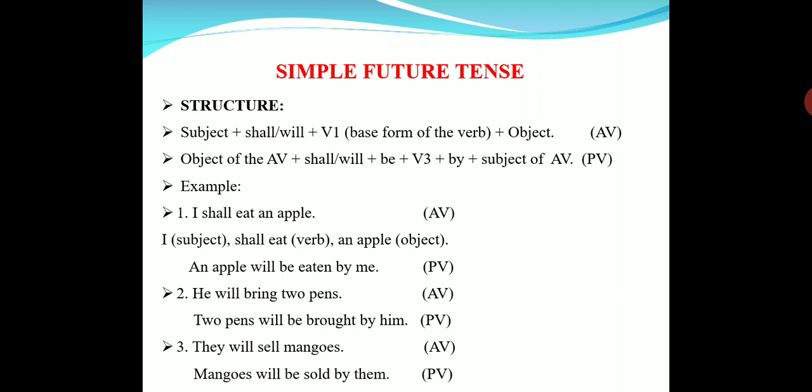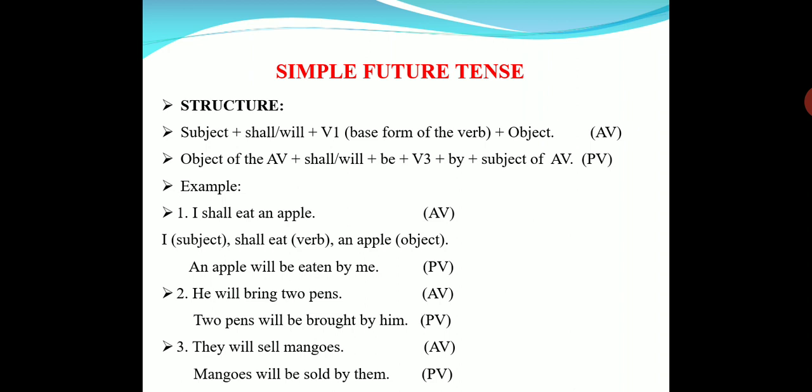Okay. So an apple, here we should not use shall. What should we use? Will. And what is the be form we have to use? Be. What is the V3 form? Eaten. V3 form of eat. By we add and I becomes me. An apple will be eaten by me is the full sentence.